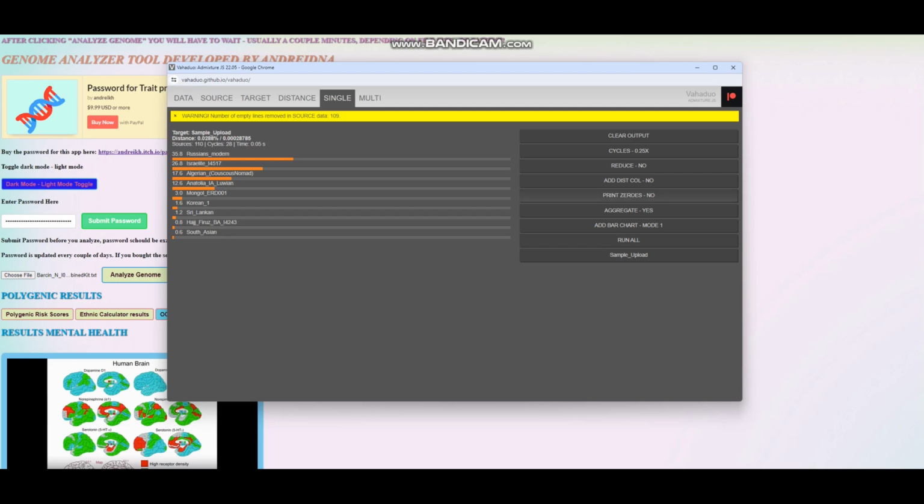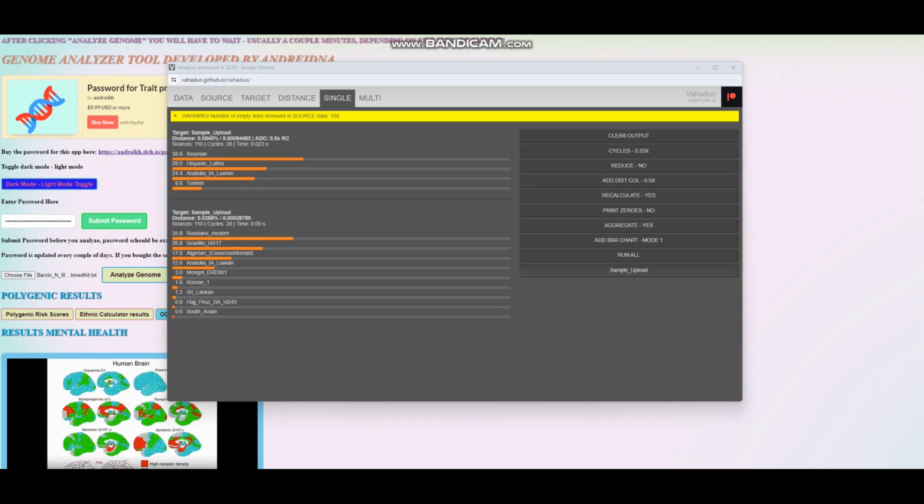I feel like this is a very extreme result, and I need to make it a little bit less extreme by adding distance column at 0.5. So this way we kind of made it less extreme. As you can see, it's more around the place, less outlier stuff like Korean or Sri Lankan or South Asian, or like Russian, for example. So here it looks like basically a mixture of Assyrian, Hispanic, Anatolian, Iron Age, and Turkish. So kind of Middle Eastern or Mediterranean result, actually.